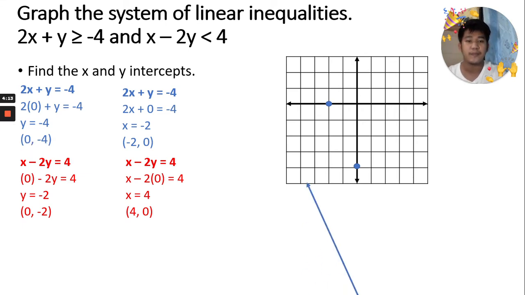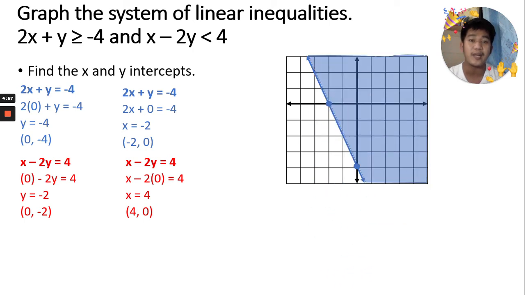Okay, we're going to use a solid line since the symbol used is greater than or equal to. And then, what are we going to shade? Is it the upper side of the line or the lower side? So, yes, what we're going to do next is a testing point or point testing. As for me again, I love to use 0, 0. So if I substitute 0, 0 to the first inequality, it will give me 0 is greater than or equal to negative 4, and that is true. So therefore, I'm going to shade the part where 0, 0 is located. So that is the upper part.